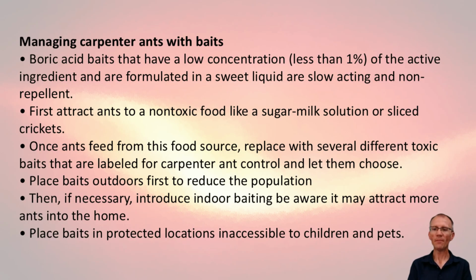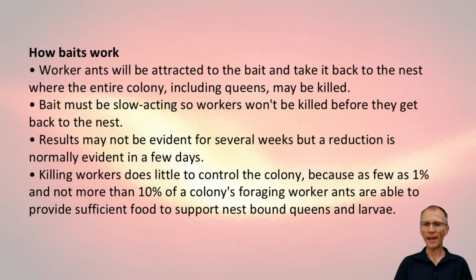Be aware it may attract more ants into the home. Place baits in protected locations inaccessible to children and pets. Ants will be attracted to the bait and take it back to the nest, where the entire colony, including queens, may be killed. Bait must be slow-acting so workers won't be killed before they get back to the nest. Results may not be evident for several weeks, but a reduction is normally evident in a few days.